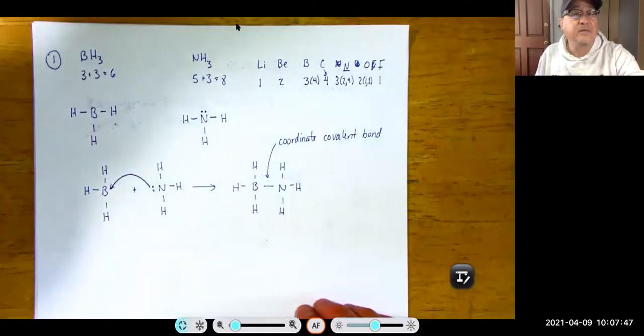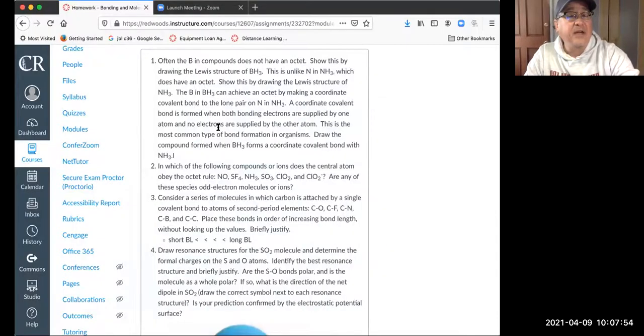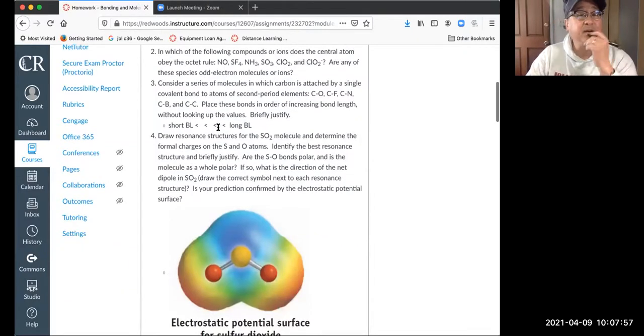All right. We're going to do a new share and look at the next problem. Okay, so I'm going to raise that to the top of the screen there. In which of the following compounds or ions does the central atom obey the octet rule? You can see for the first one, there is no real central atom. So the question is, do both of these obey the octet rule? And then the second question is, are any of these species, and that means these particular formulas, odd electron molecules or ions?